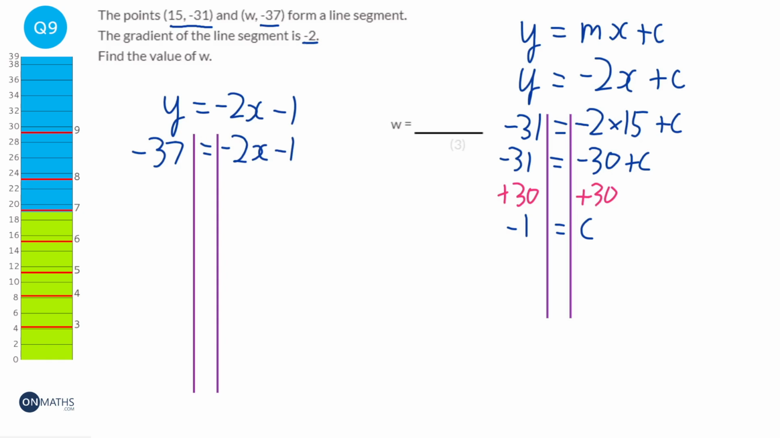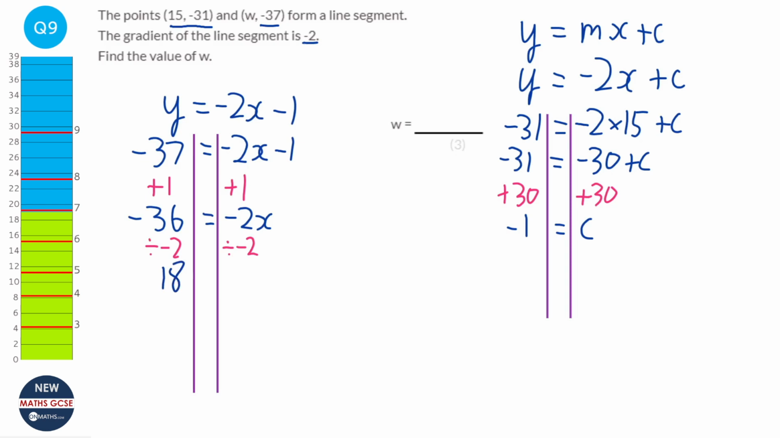Okay, so the first thing I'm going to do is add 1 to both sides. And so it would be -36 equals -2x. I'm going to now divide everything by -2. And a negative divided by a negative is positive. 36 divided by 2 is 18. And then obviously that gets rid of the coefficient of the x, so it's just x. So x equals 18. So the x value is 18 and the x value is the w value.